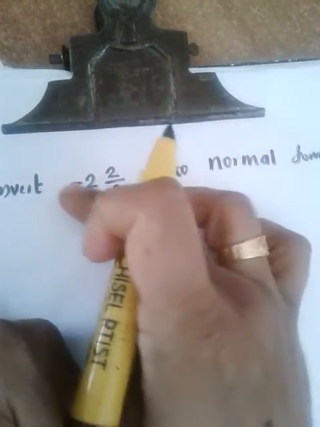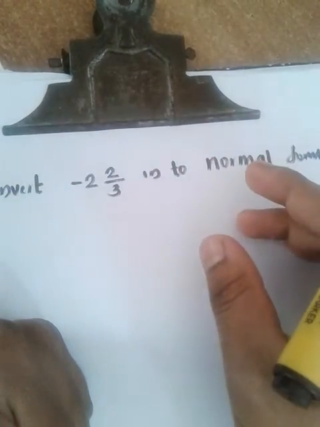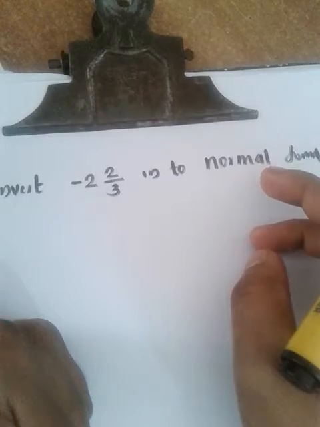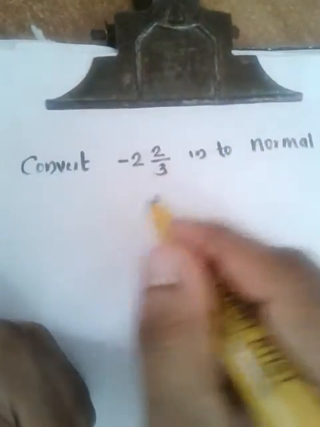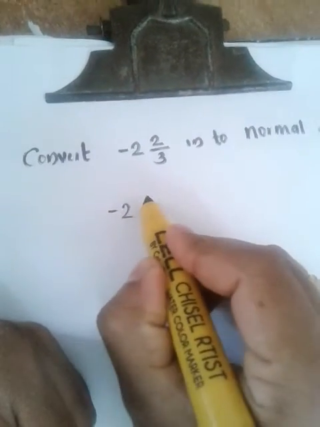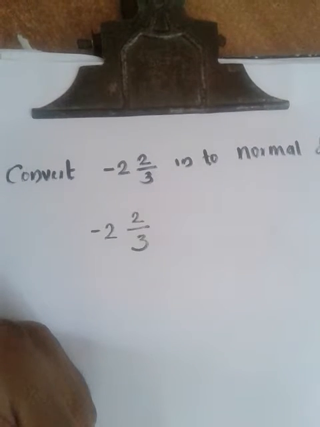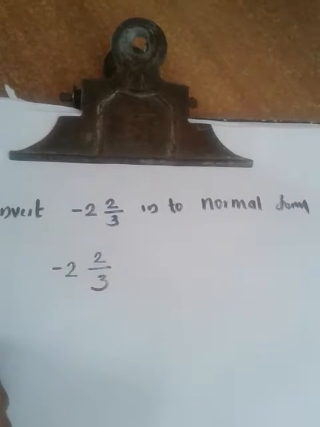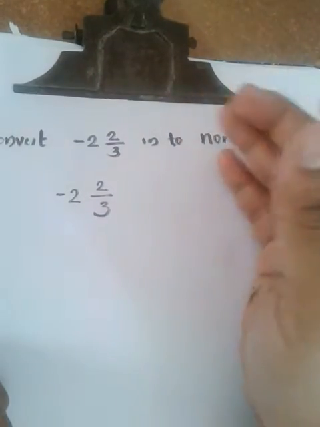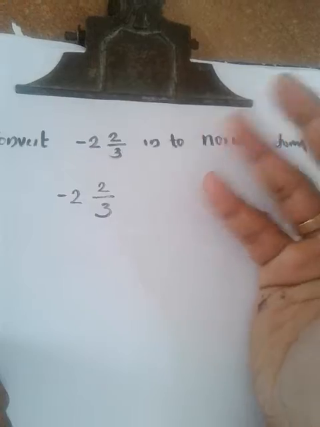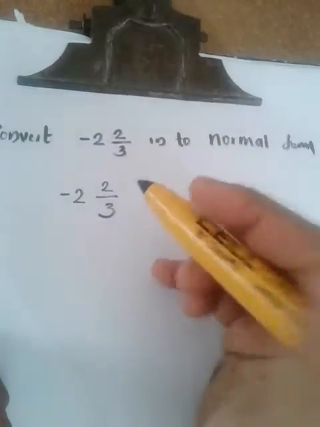Actually it is in the form of a mixed fraction. We are supposed to convert it into a normal form, like 2 by 3 is a normal form, 1 by 2 is a normal form, just like that. How can we do it? See, just write the fraction as it is, -2 2/3. I repeat, do not get confused with the normal form. Normal form means usual form, just like 2 by 3, 4 by 5, all those fractions are in usual form. So this is a mixed form, and we have to convert it into usual form.